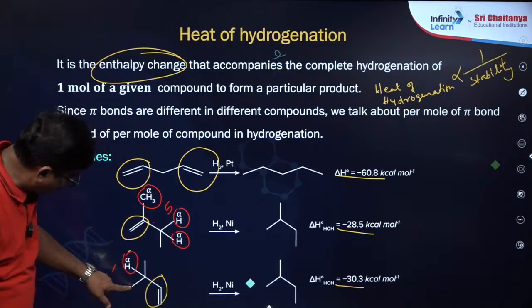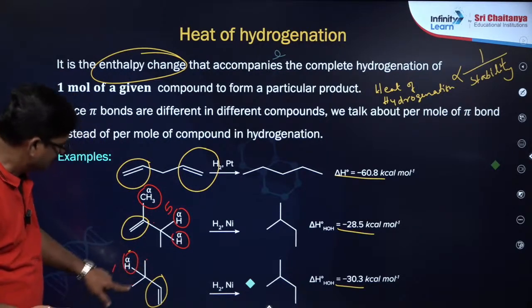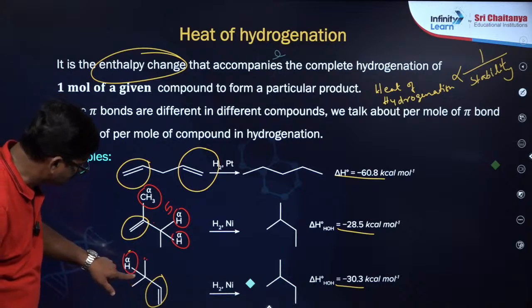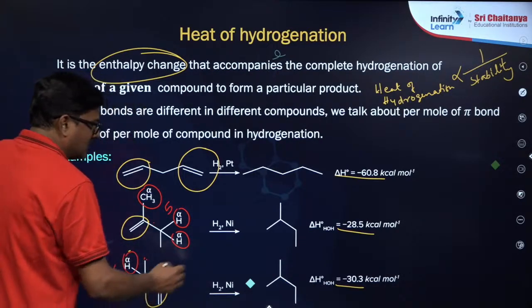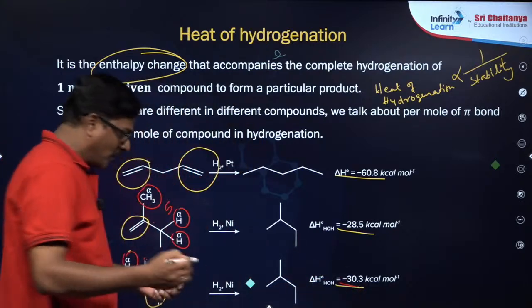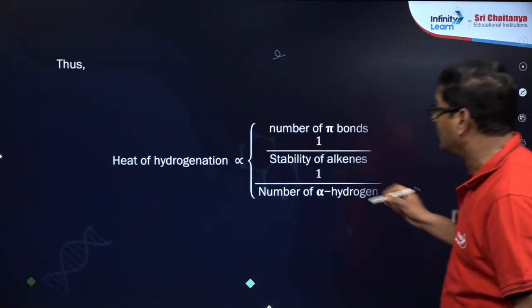So this is methyl. So it doesn't have alpha hydrogen, so that it is going to give more. To identify the heat of hydrogenation of alkene, I am giving you the key point.